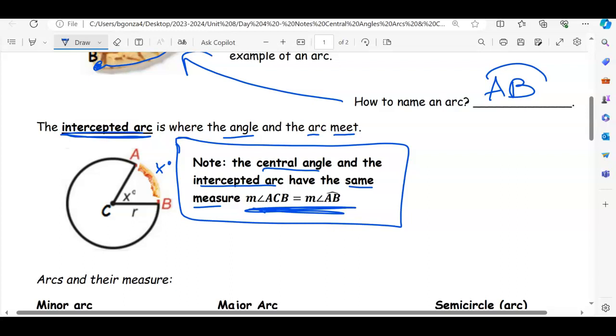So here's a very easy question. If this central angle is 40 degrees, what's the arc going to be?